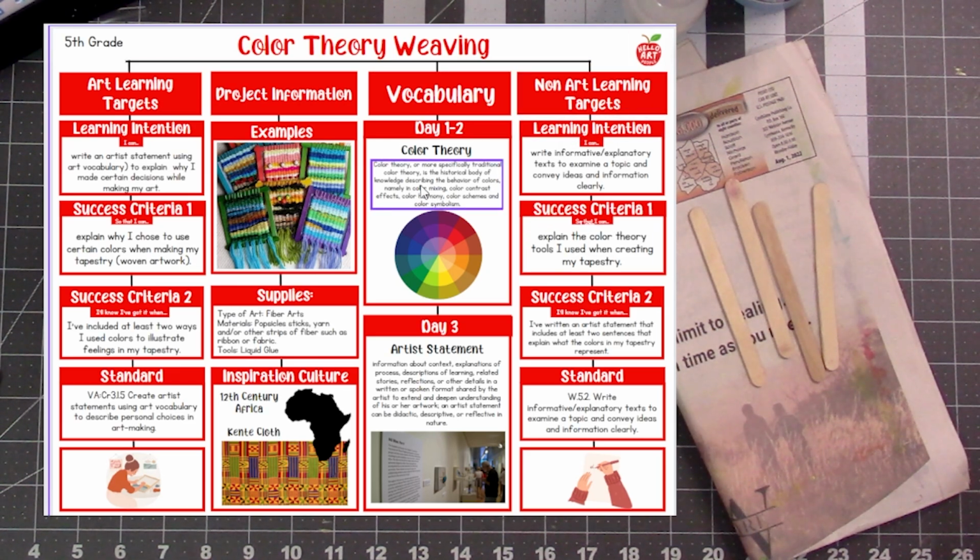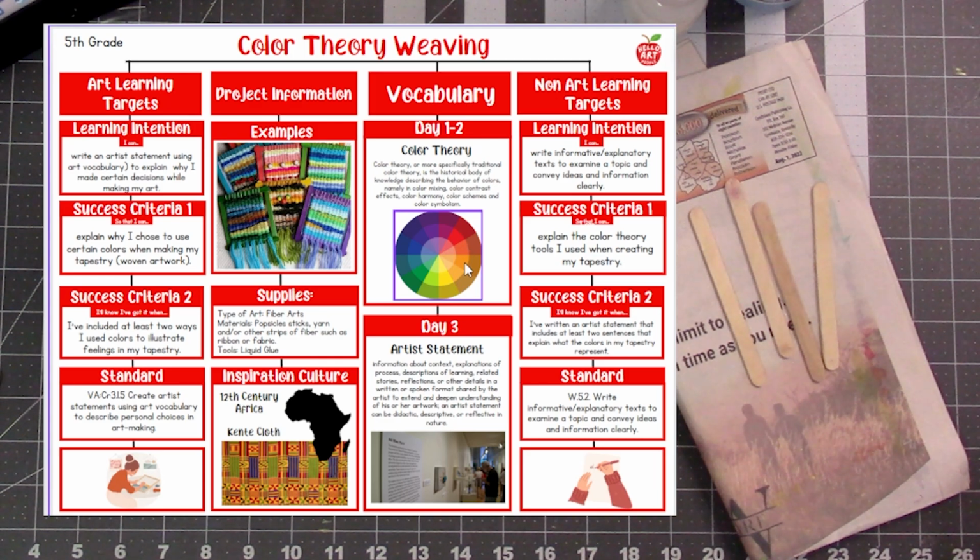Color theory is just the study of the color wheel. So things like complementary colors are across the color wheel, like red and green look good together, purple and yellow look good together, blue and orange look good together. Those are complementary colors. That is part of color theory. The primary colors are blue, red, and yellow. That's part of color theory.